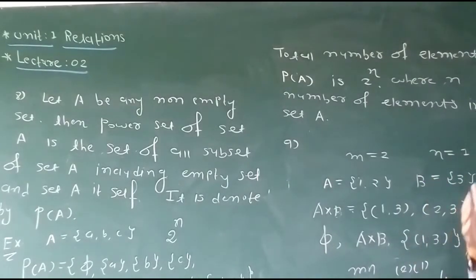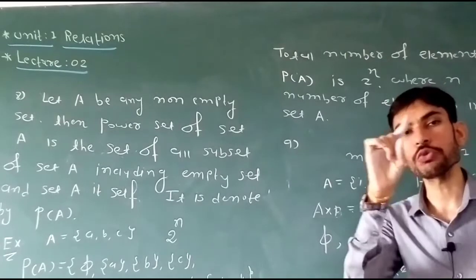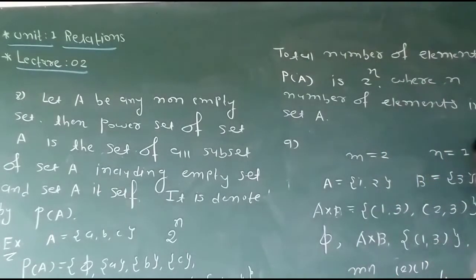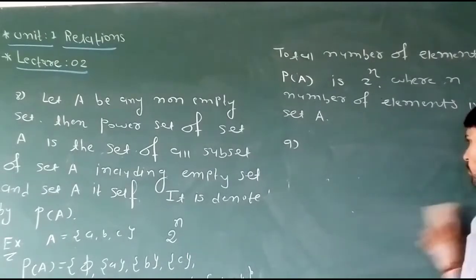So finally we can conclude every Cartesian product A cross B has total 2 raised to mn different relations. So this note we write here. So this is note number 9.